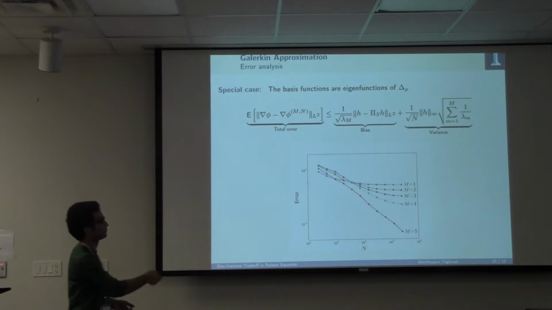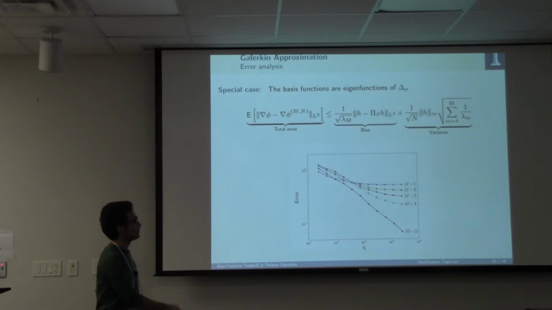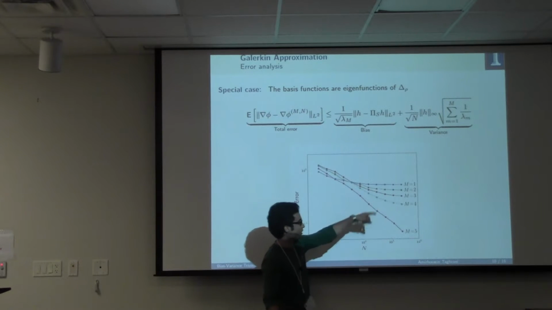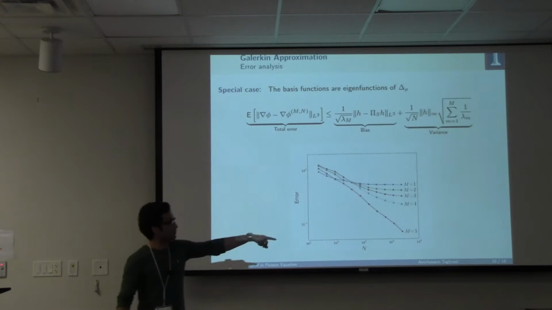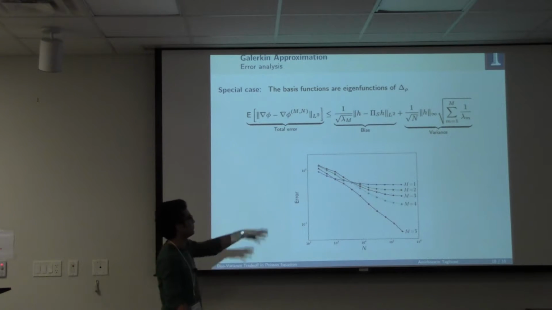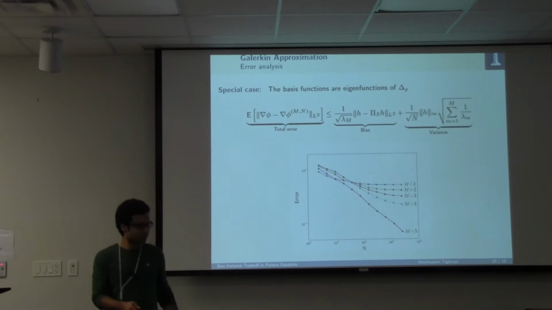And this is just numerical simulations. So in the large n regime, the bias dominates. As you have more basis functions, the error is lower, but in the low n regime, it's all mixed.